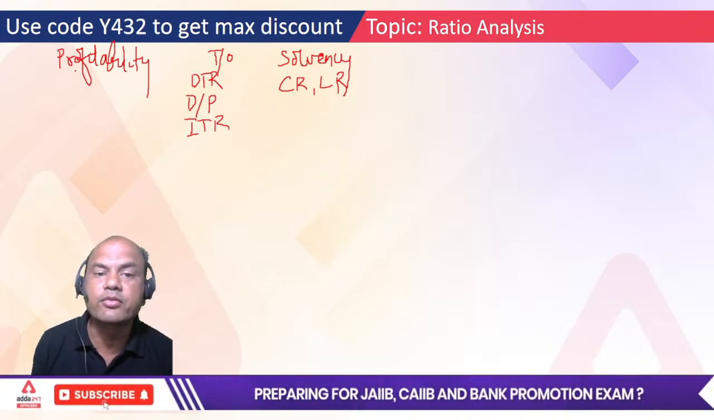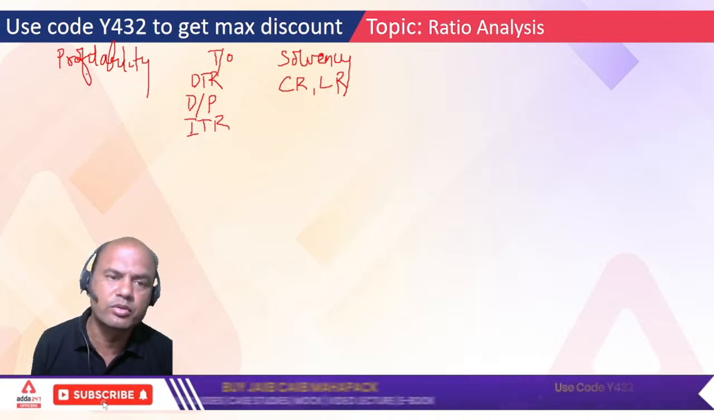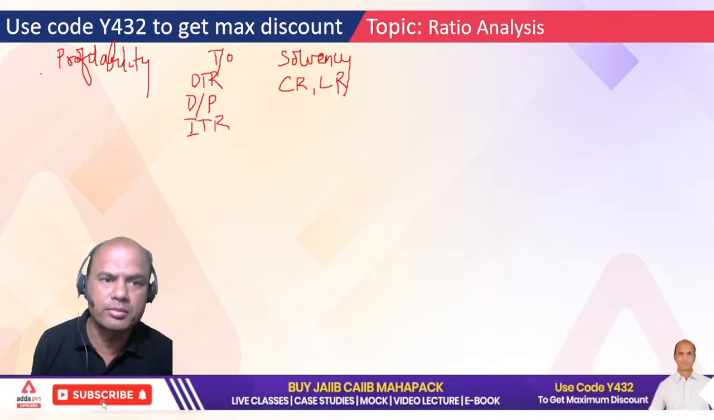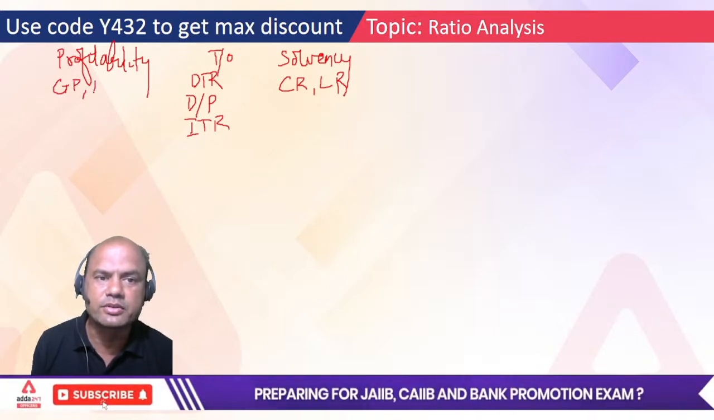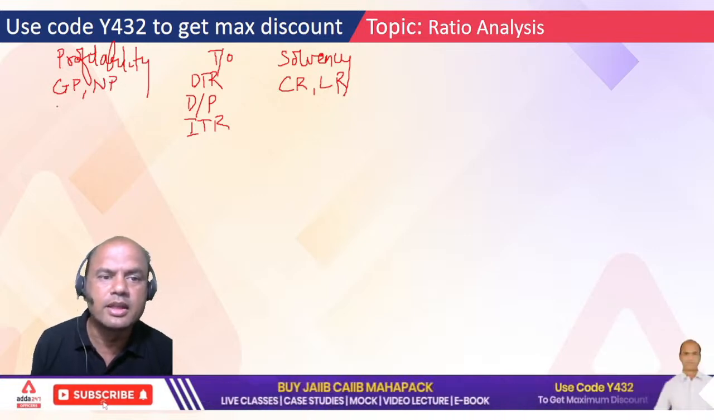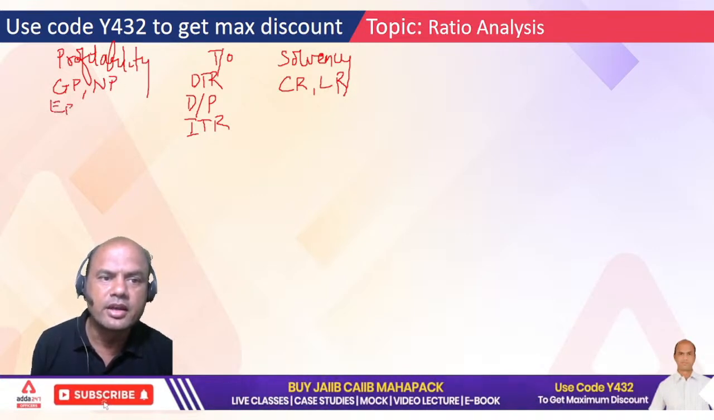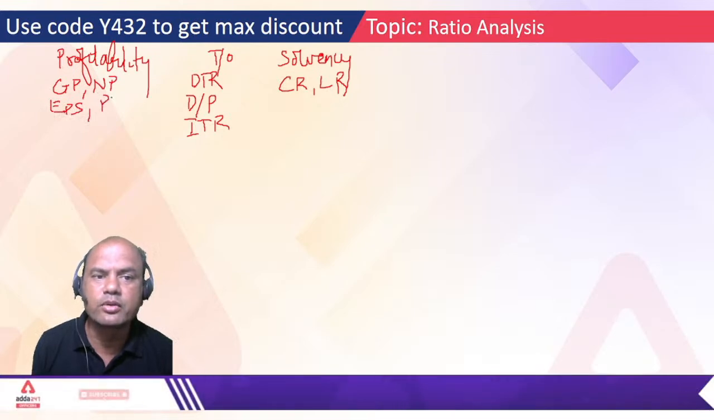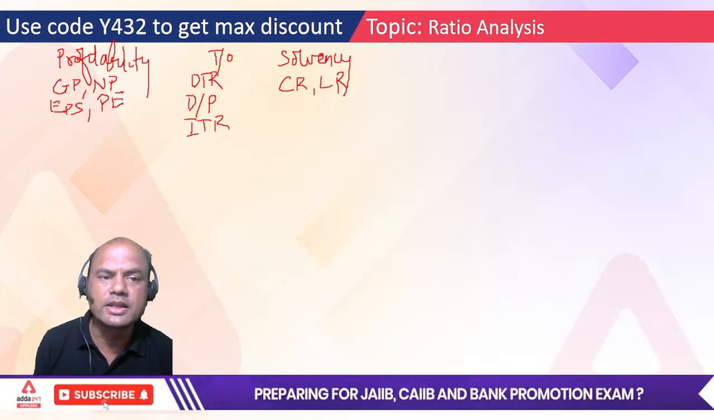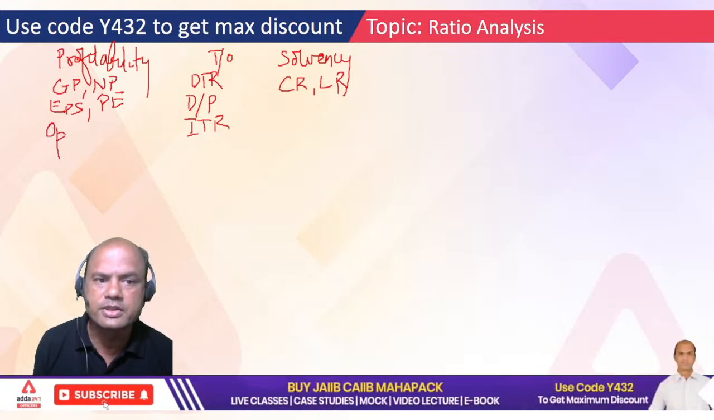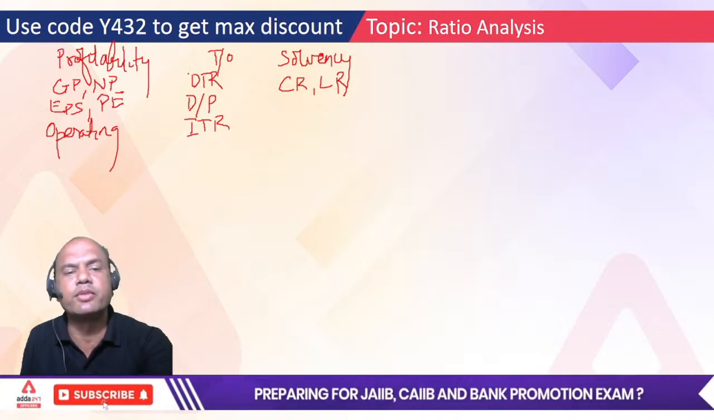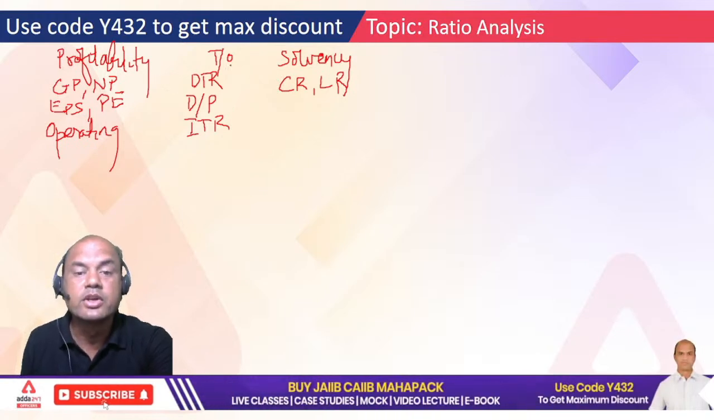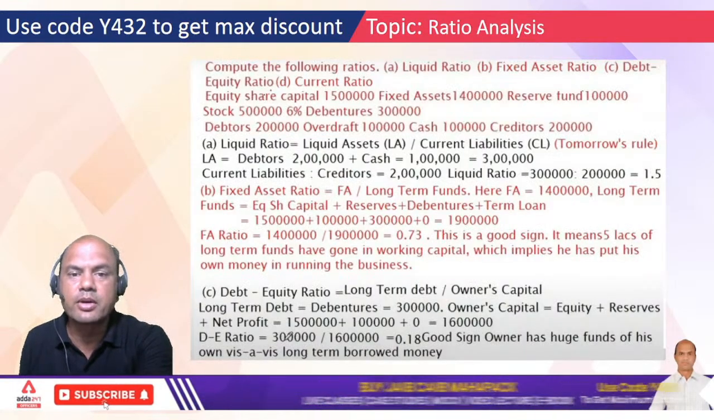In profitability we have 5 ratios. Which are the 5? 4 of them are common. One is gross profit ratio, GP ratio, and NP ratio, net profit ratio, 2 gone. Then EPS and PE, again 2 gone. And the last one is operating ratio, operating profit ratio. So this is a summary. I've solved these various bifurcations in a separate video, so follow that. So let's solve the problem over here.